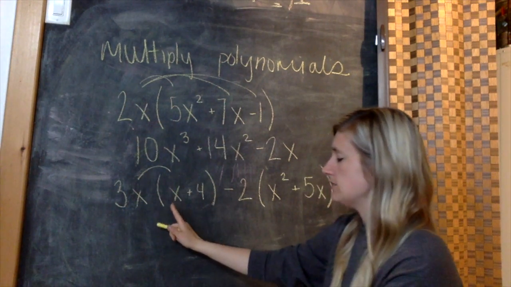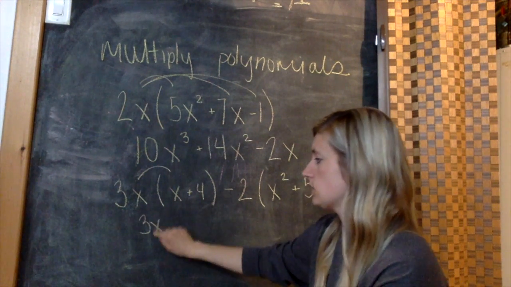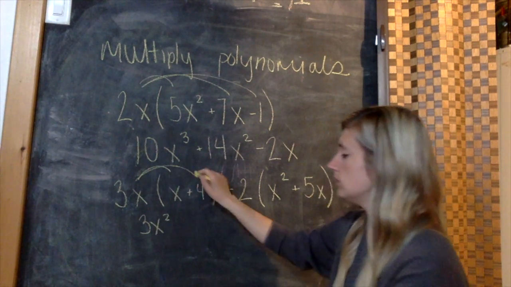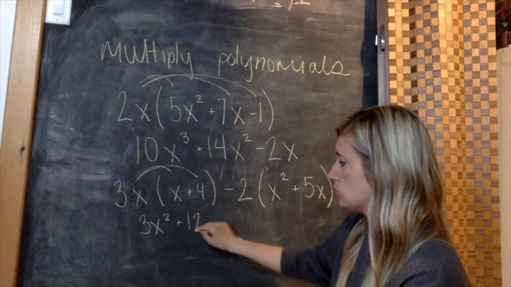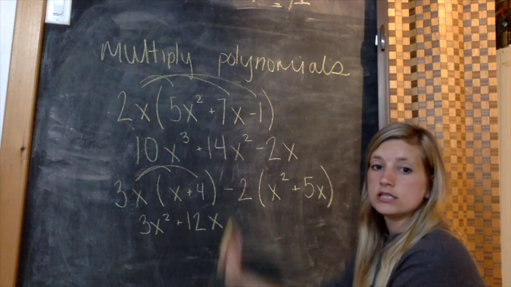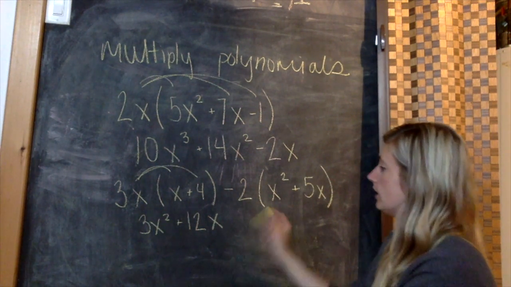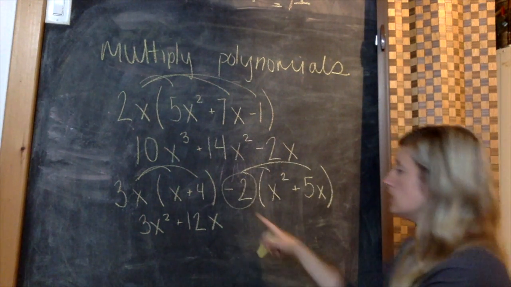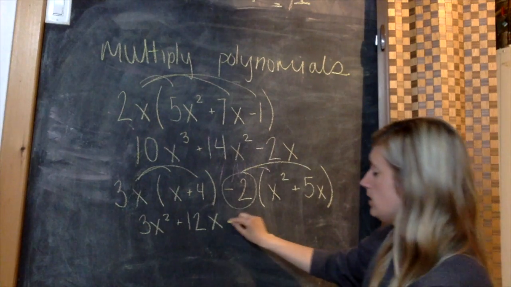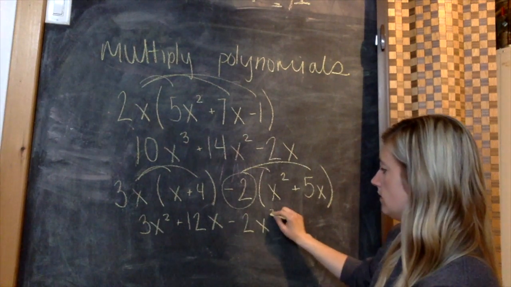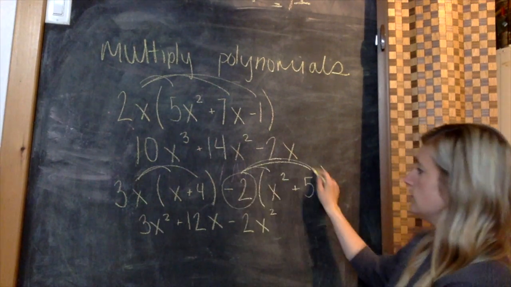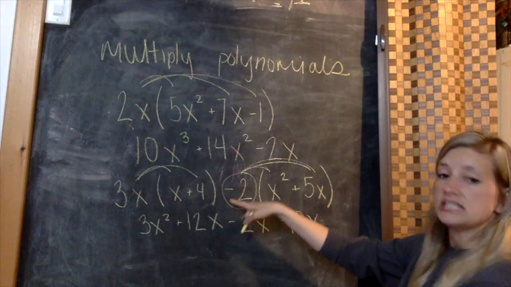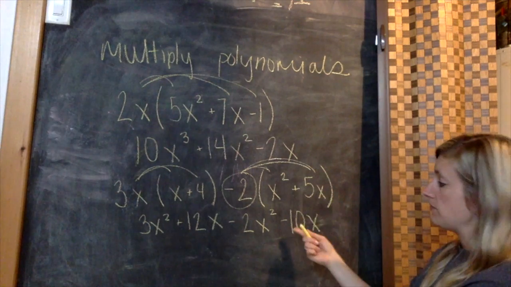So 3x times x is 3x squared. Then I have 3x times my 4, okay, which is 12x. So I'm done with that. Now I have to go back and I have to distribute the negative 2 through. So negative 2 times x squared is negative 2x squared. And then negative 2 times 5x is a negative 10x. Okay, don't forget to carry that negative with it, which is going to flip that sign.